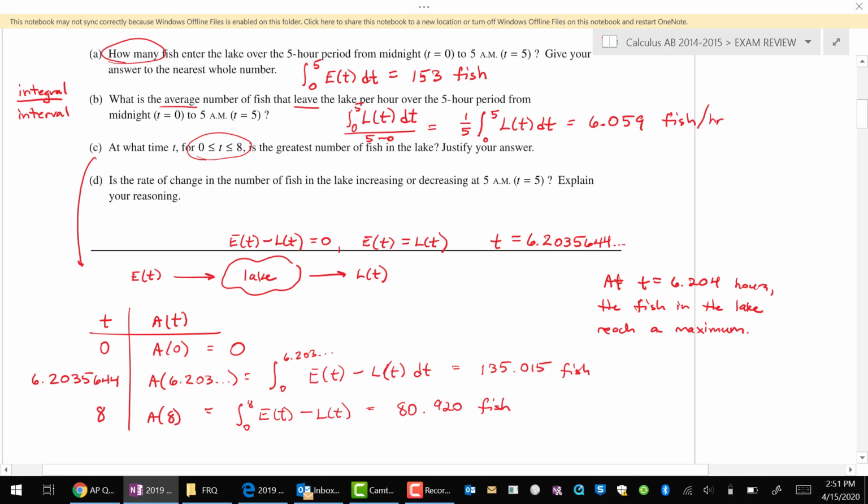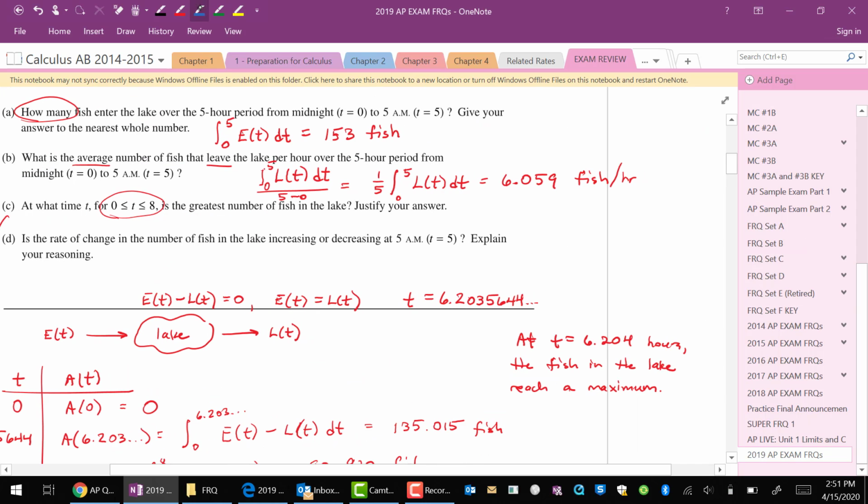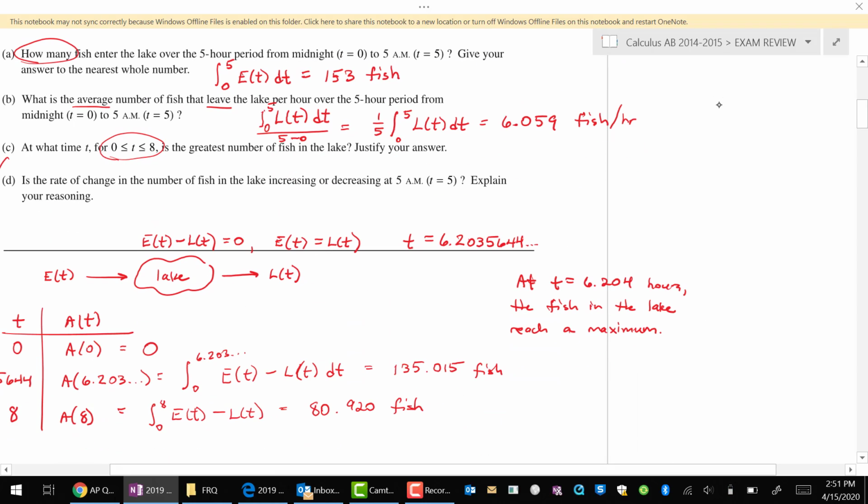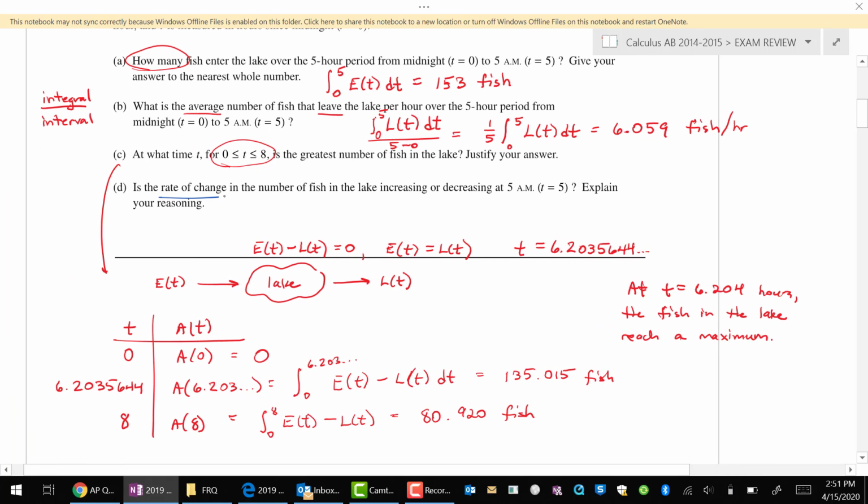And lastly, letter D: is the rate of change in the number of fish in the lake increasing or decreasing? Key phrase right here is the rate of change increasing or decreasing? It's not asking me is the number of fish increasing or decreasing, but is the rate of the number of fish increasing or decreasing? That's a second derivative analysis type of question.